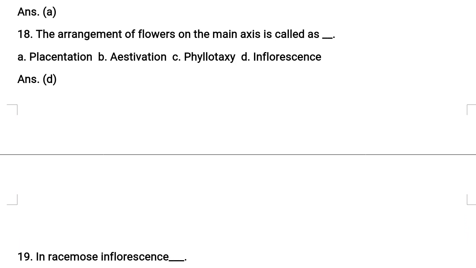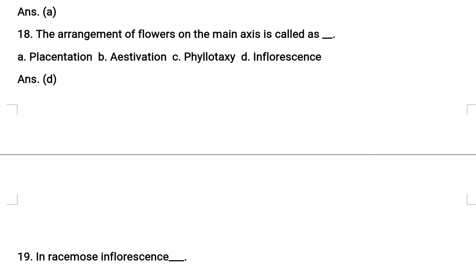The arrangement of flowers on the main axis is called as. This question is very important for PU board examinations and also for competitive examinations. This is one kind of definition. Now let's talk about options. Option A, placentation. Option B, aestivation. Option C, phyllotaxy. Option D, inflorescence. So the correct option for this question is option D, inflorescence.